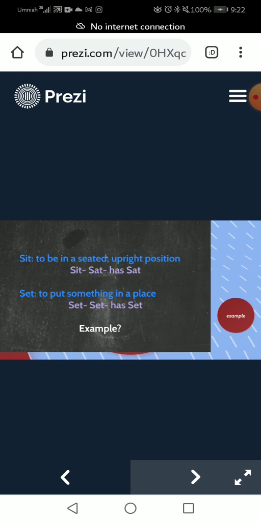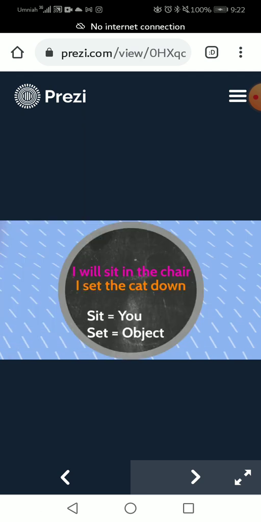Sit. To be in a seated upright position. And set with E to put something in a place. For example, I will sit in the chair. I set the cat down. Now in the first example, I will sit in the chair. Sit is an intransitive verb. We don't have an object in the sentence, and still it's a complete thought. While the second sentence, set with E, we have an object, which is the cat. So, set with E is a transitive verb, while sit with I is an intransitive verb.